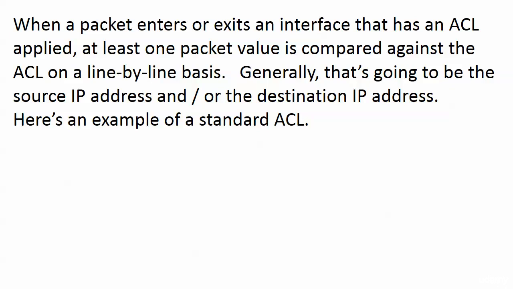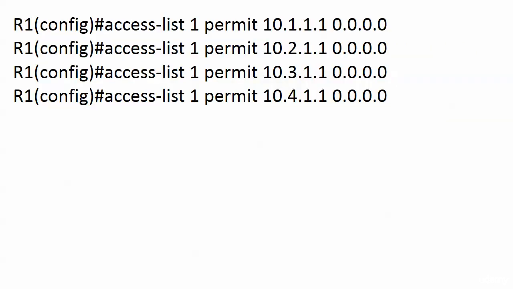And generally speaking, it's going to be the source IP address or the destination IP address or both. We can use all kinds of other values, and we'll see a few of those, but those are the main two we're concentrating on right now. And here's an example of a standard ACL. And if you're not familiar with the syntax here, no problem at all, because you will be.